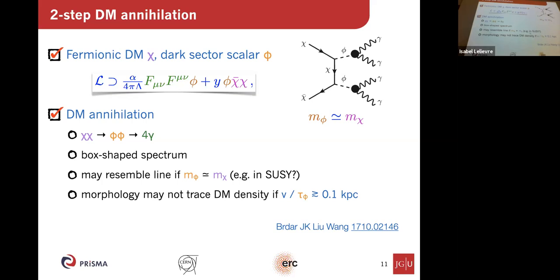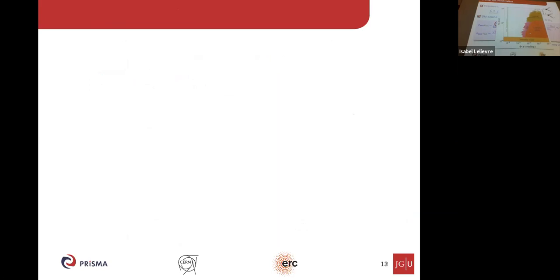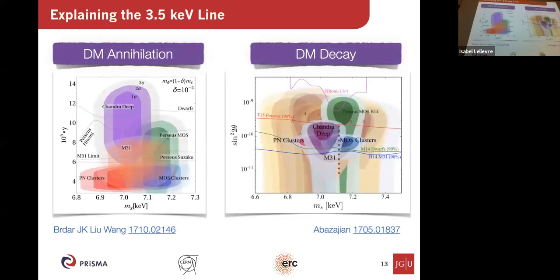So that's basically an alternative explanation for this line where the relevant process is annihilation of dark matter and not decay. That's usually hard to achieve at these low masses. Typically, the annihilation rates are too low, but here it turns out that it works. Also not going to go into much detail here because I still want to discuss this type of plot.